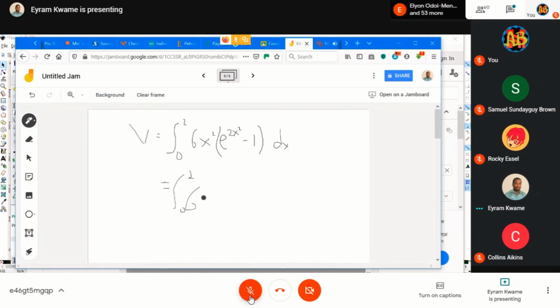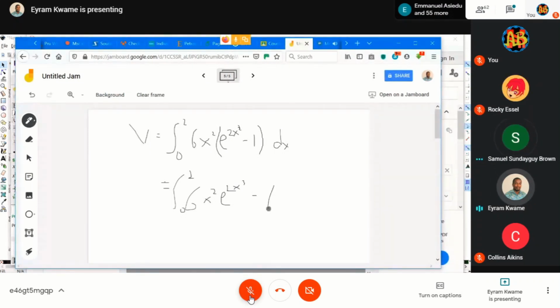6 what? Oh, this is cube, please. 6s. This is cube, yeah. 6s squared, e raised to the power 2s cubed. Minus 6s squared.